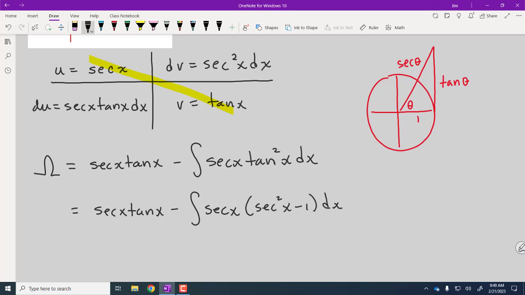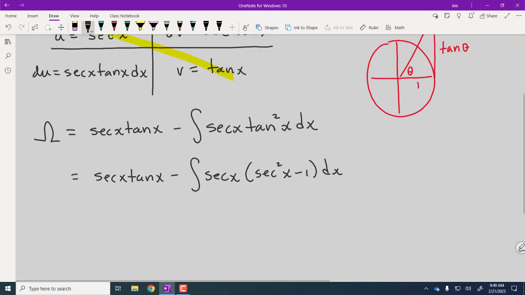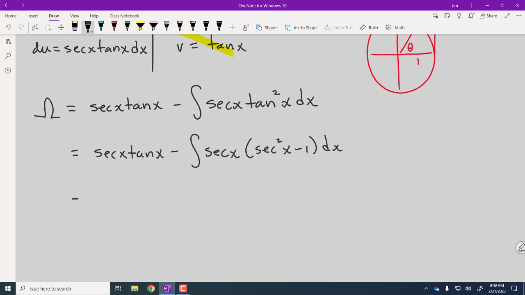And we have that. Distribute. So we'll have our integrand being secant cubed minus secant, dx. So that's secant cubed in there. That matches the left side of the integral. Our omega represents the integral of secant cubed.